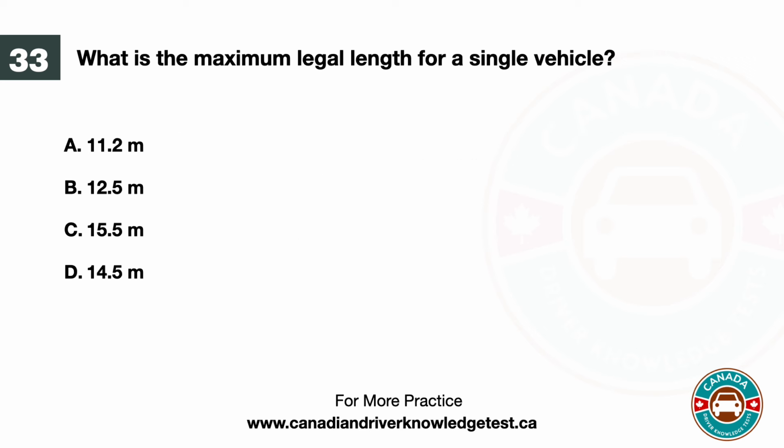Question 33. What is the maximum legal length for a single vehicle? A. 11.2 m. B. 12.5 m. C. 15.5 m. D. 14.5 m. The answer is B. 12.5 m.